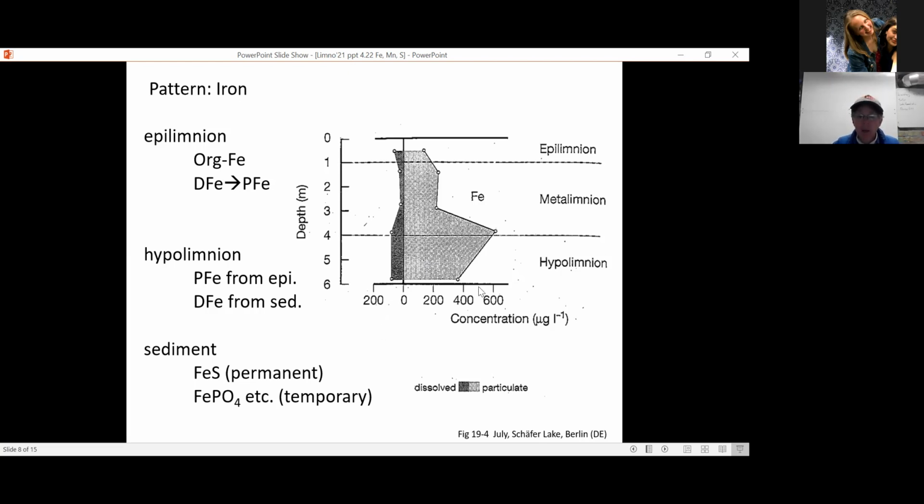This diagram doesn't show you what's happening in the sediment, but there's really probably two things going on in the sediment. Iron sulfide, which is permanent, doesn't break up again very easily, and iron phosphate, which I'm calling temporary, dissolves easily. So any of this particulate matter that's iron phosphate hits the sediment, dissolves, diffuses back into the water, contributing to this dissolved stuff. You're also going to have organic iron in the algae that hit the bottom, decompose, it gets released and diffuses back. So that's kind of the pattern that you would expect to see.